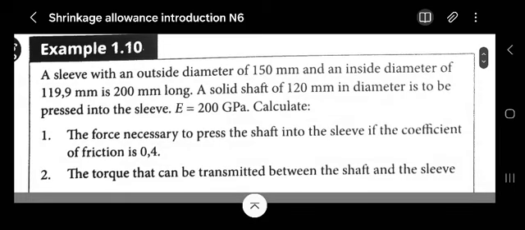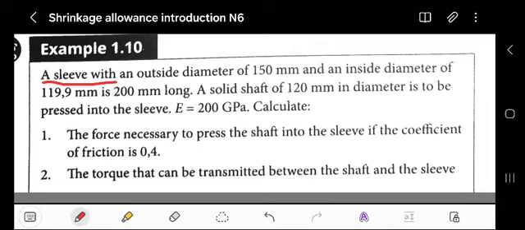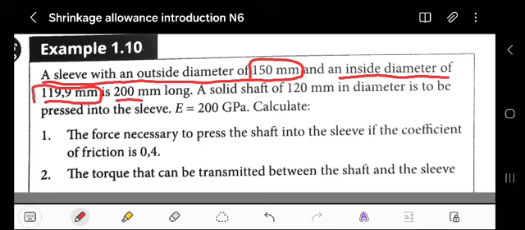Let us take this example. Let's check on this example. It's an interesting example. So we're given here a sleeve with an outer diameter of 150 and an inside diameter of this, and 200 millimeters long. Okay, that is the length. A solid shaft of 120 millimeters in diameter is to be pressed into the sleeve.